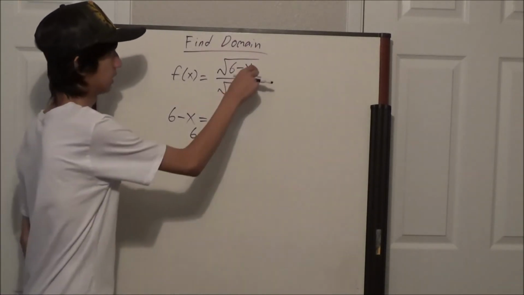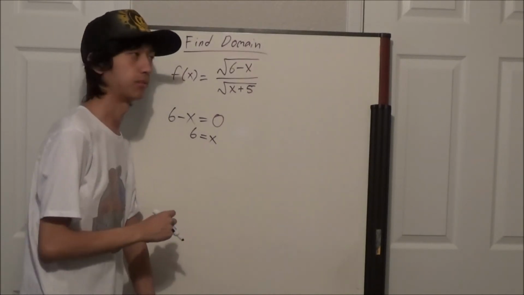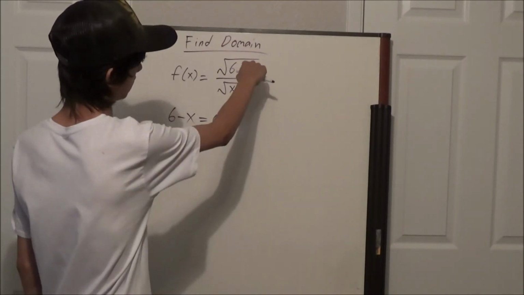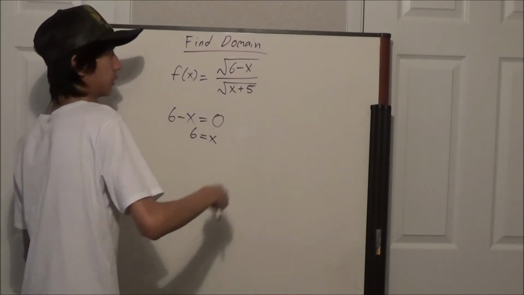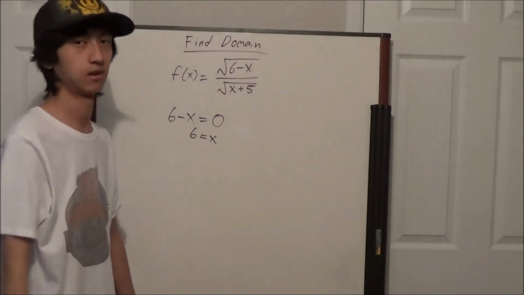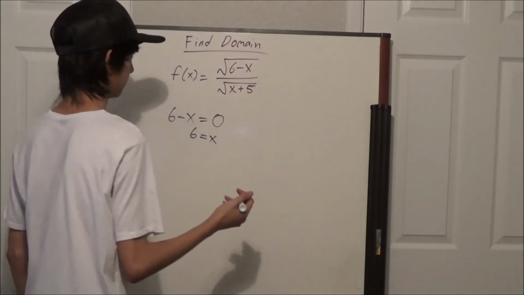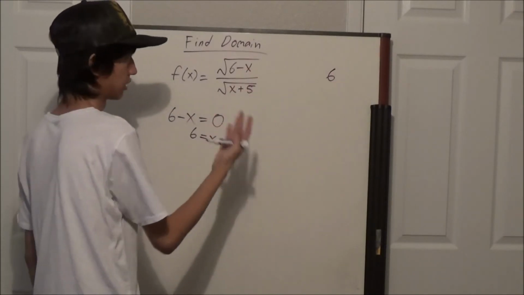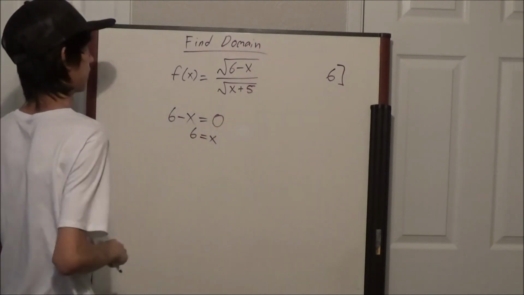So because it's on the right side, x can be smaller than 6, but it cannot be greater than 6. If it goes bigger, the 6 minus a number turns negative, and we can't have that. You can plug in 6, because it'll just be 0, so that's okay. It just can't be bigger than 6. So we'll put that as a bracket. Okay?